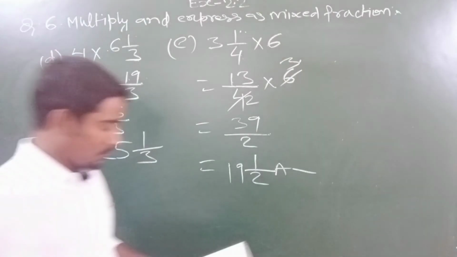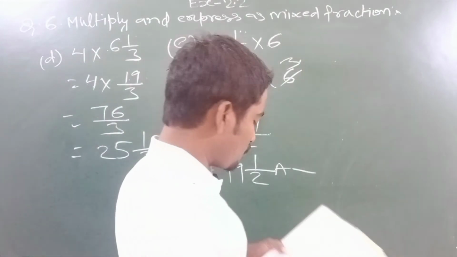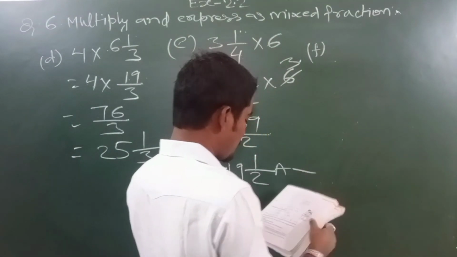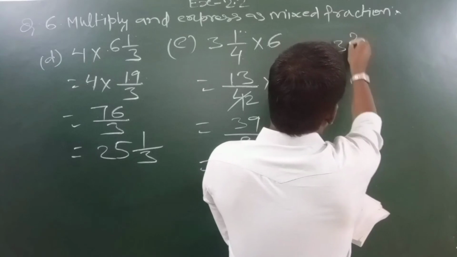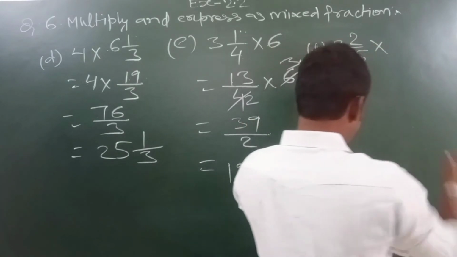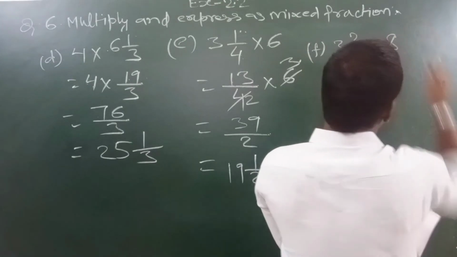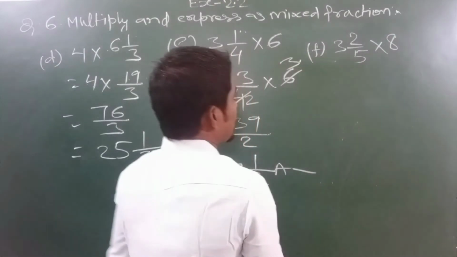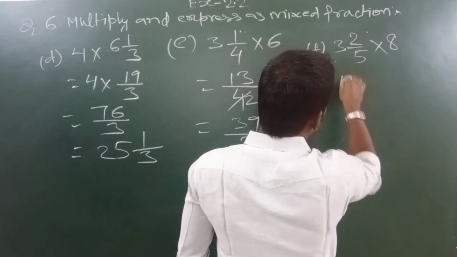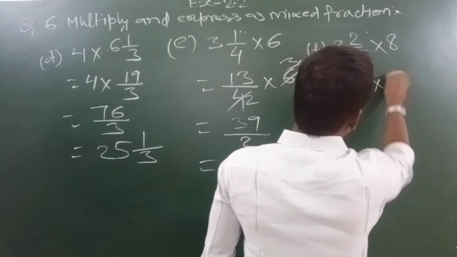Okay, now moving to last segment of the same question students, segment number F. What is segment number F? 3 and 2 upon 5 into how much? Into 8 students. Into how much? Into 8. Okay, so again convert it into fraction. 5 3s are 15 plus 2, 17 upon 5 into 8.